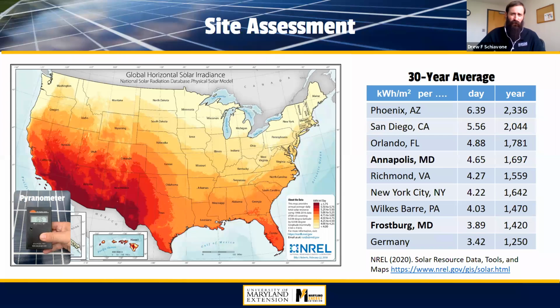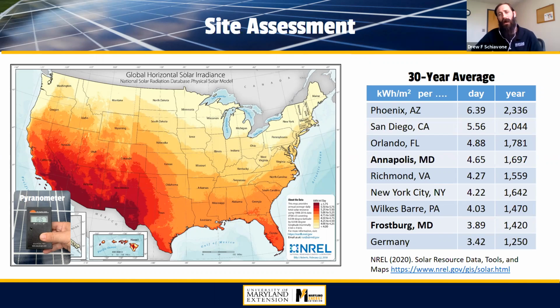I have highlighted specific examples from cities around, just to get an idea. We're talking about a very small range, 3.5 up to 6.5 kilowatt hours per meter squared. So it's a small range, but there is some difference in different geographies. You'll see I've highlighted in the table what's typical for Annapolis, Maryland, and a little lower down, Frostburg, where we're farther west in the state, is a little lower.